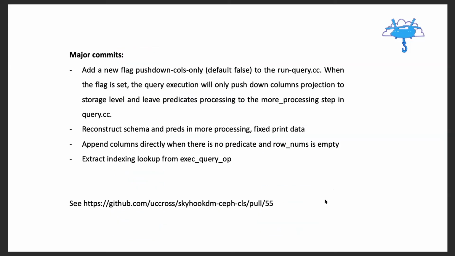And my major commit is shown here. Except for the pushdown columns only new feature, I also did things like reconstructing the schema, processing more processing, and fixing printing data. Another feature I added is to append the columns directly when there's no predicate and when the row number is empty. I also did refactoring of the code, like extracting the index lookup from the execute query operation. So the first phase is mainly software development on the SkyhookDM server side. You can see my pull request in this link.